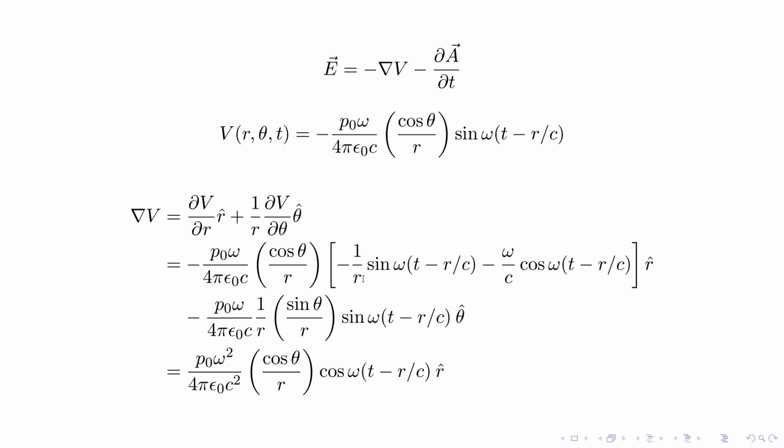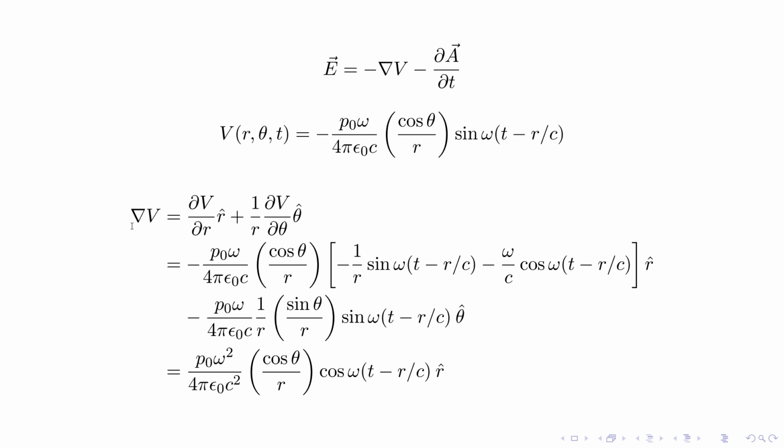Notice also that we have a 1 over r here, and we have a 1 over r here, but there's no 1 over r here. So since r is much greater than c over omega, again, these terms with the 1 over r will become 0, and we just focus on this one term right here. And so the resulting gradient of the scalar potential V is p naught omega squared over 4 pi epsilon naught c squared cosine theta over r cosine omega t minus r over c, r hat.